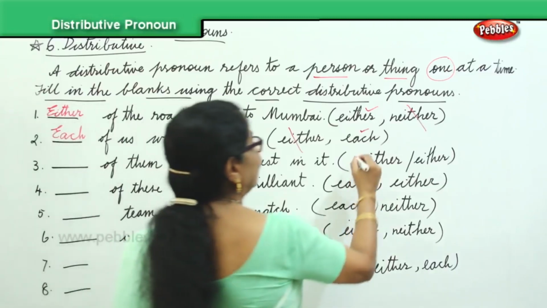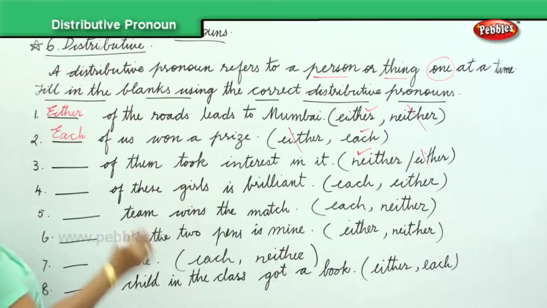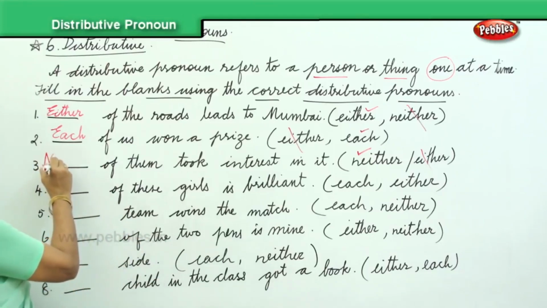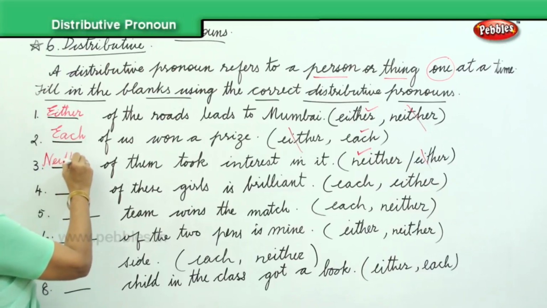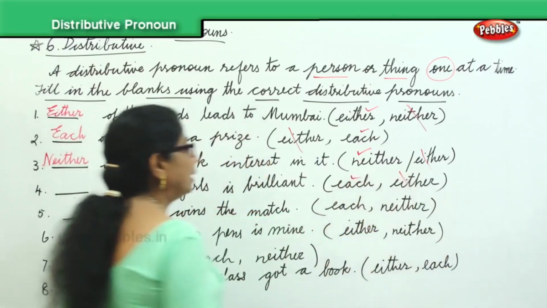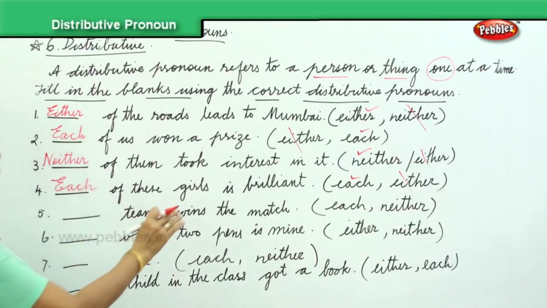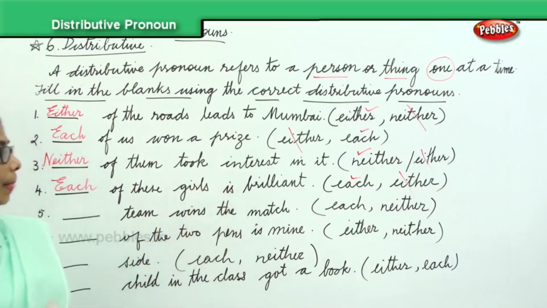Next, we have dash of them took interest in it. Neither of them. So, we are taking neither of them. We are not taking this. Neither of them took interest in it. Neither, capital N. Next we have dash of these girls is brilliant. You can say either of these girls, or you can say each of these girls. Which is better? Each of these girls. Yes. Each of these girls is brilliant. Each of these girls, because remember the singular verb is brilliant.